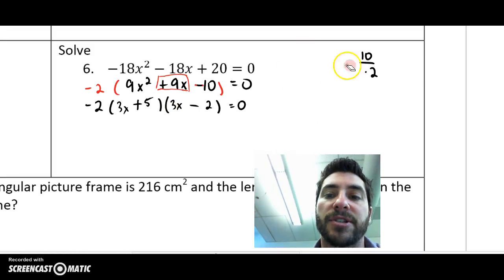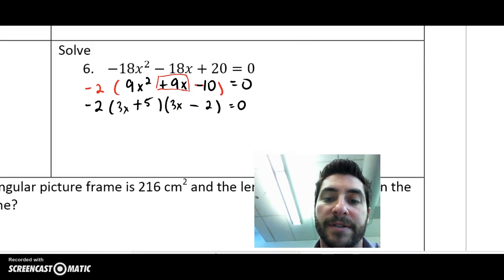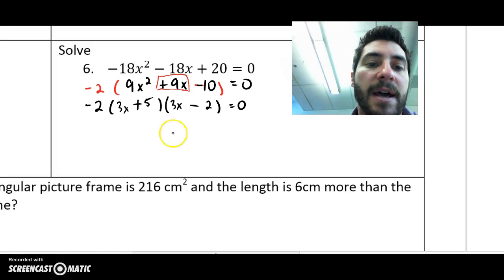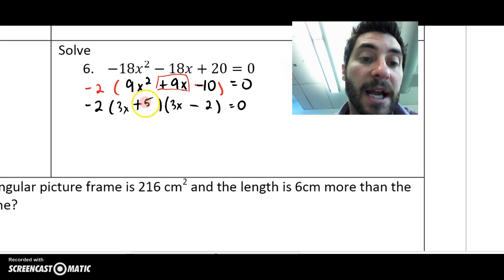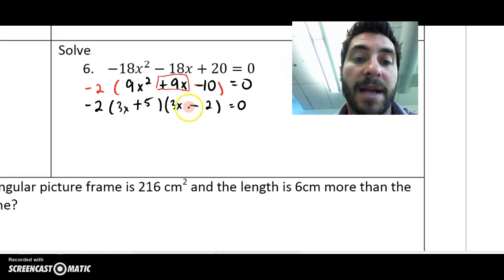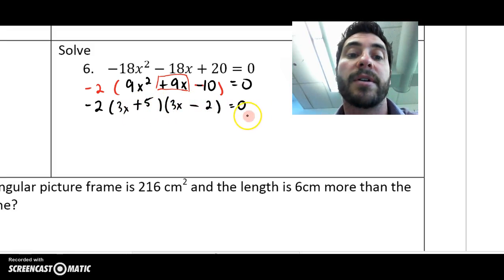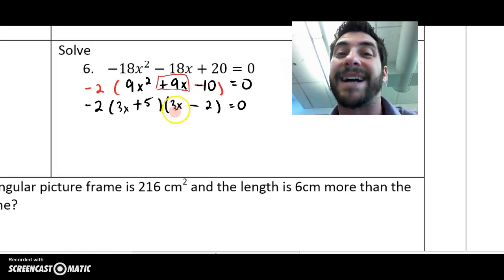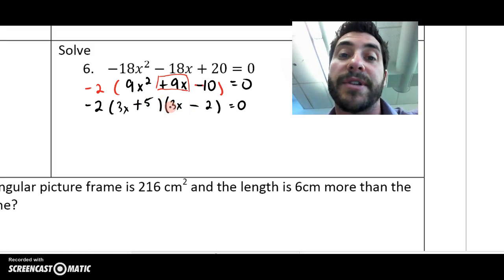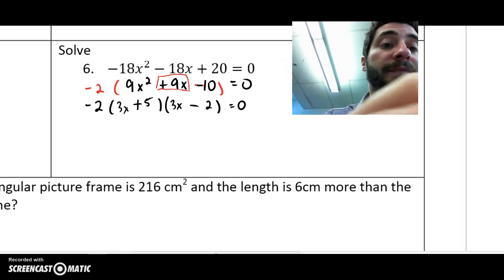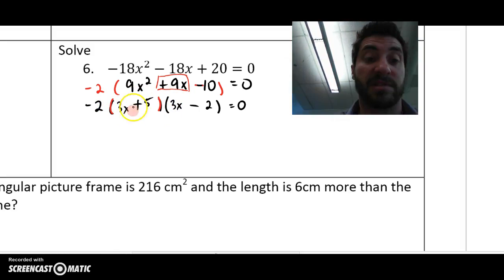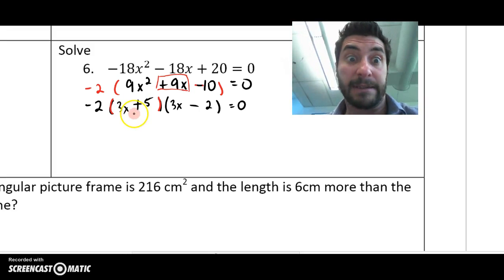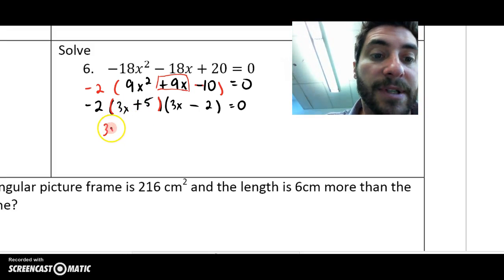So let's go ahead and actually solve. Let's move myself back up here. So this is also tricky. I've got negative 2 times some number equals 0. So what do I know about when I'm multiplying numbers to equal 0? One of them has to be 0. So either this could be 0. How would I make this 0? Well, I don't know. Let me just set it equal to 0.